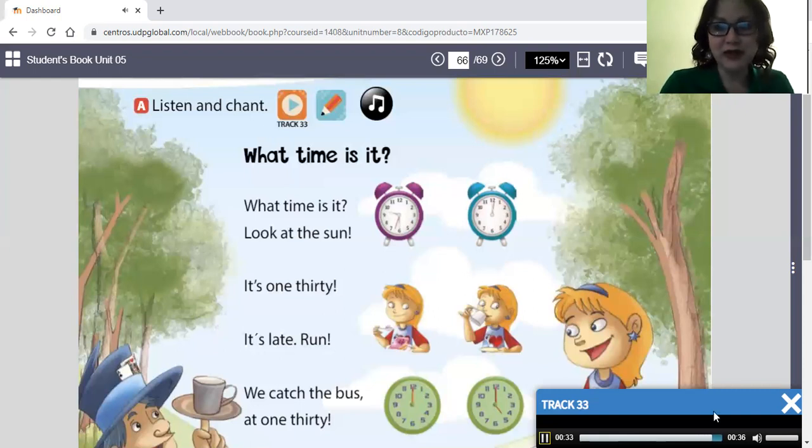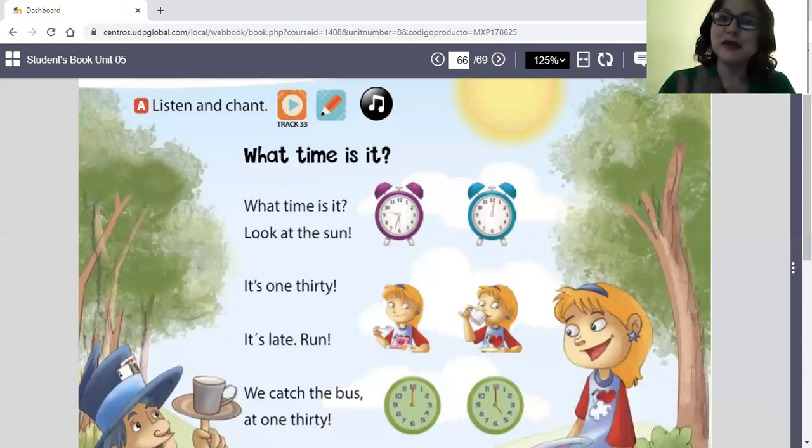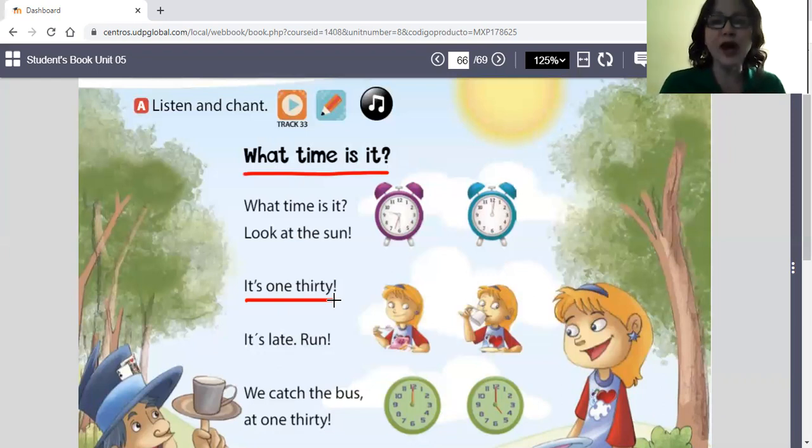Okay, remember that this unit number 5, we saw this question. What time is it? Okay, it's 1:30. What time is it? It's 1:30. Remember that, okay?